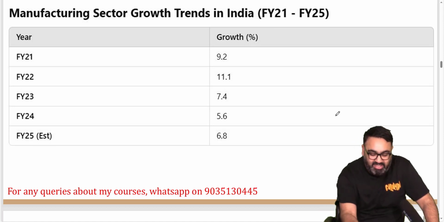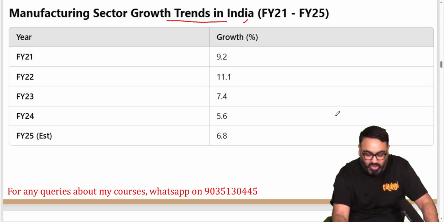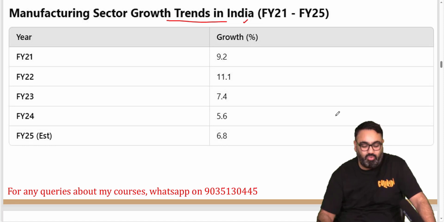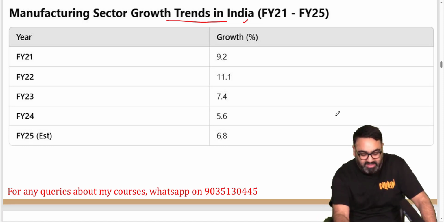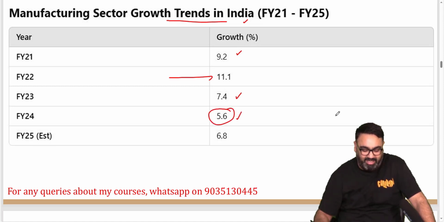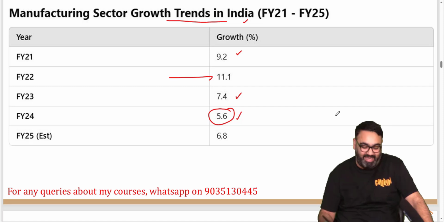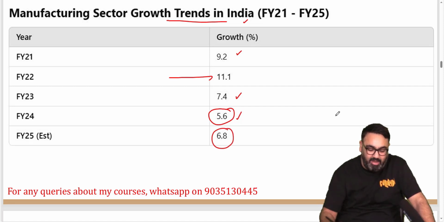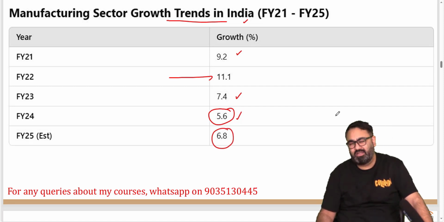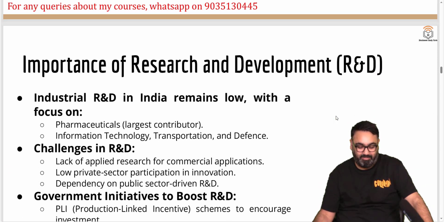That is the manufacturing sector, how has it grown in the past few years. Financial year 21, it grew at 9.2%. Financial year 22, it was 11.1%. 23, 24. Financial year 24 was a decline. Financial year 25 is estimated to be better than the last year. But if you compare with the last few years, it's still a downturn. We are estimating that by the time the financial year ends, our manufacturing sector growth specifically would be 6.8%.